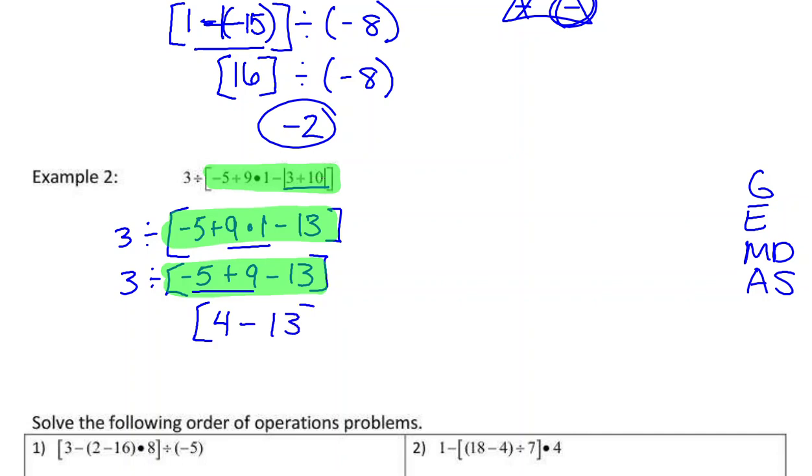Minus 13, bracket, divide by 3 outside. And the only thing I have left inside my bracket is the subtraction, 4 minus 13. They have different signs. If you need to, add in a little plus sign right there so you can see it's 4 plus -13. Go ahead and do that. And they have different signs, so we'll find the difference, so that's -9 divided by 3.